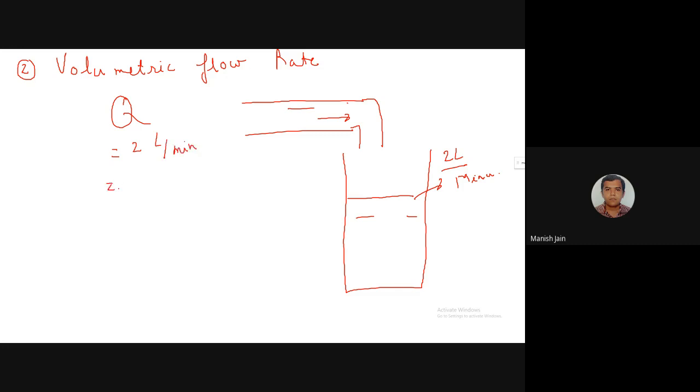Or you can write 0.002 divided by 60 meter cube per second. So this is the volumetric flow rate: how much volume is flowing per unit time. Volumetric flow rate depends upon the cross-sectional area, the diameter of the pipe. If the diameter is large, you have a higher volumetric flow rate. If the diameter is less, you have a lesser volumetric flow rate.